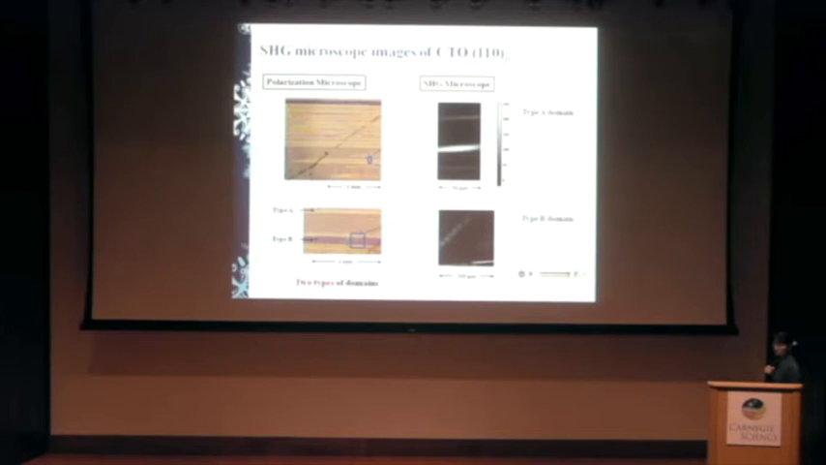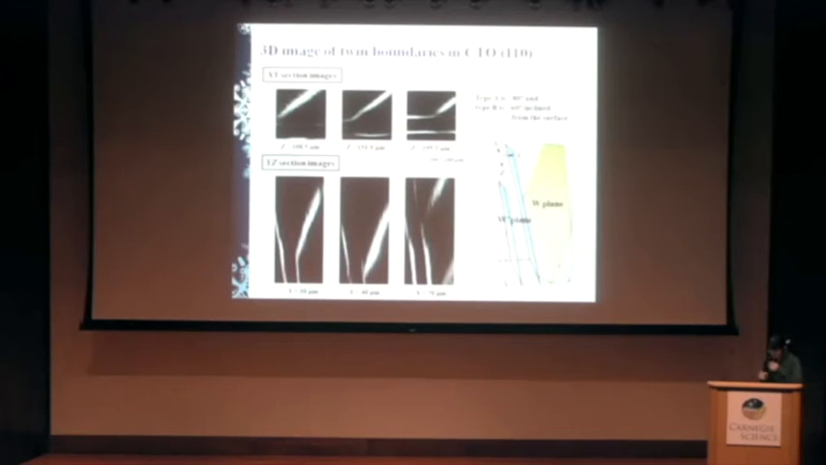And as you can see, when we compare with the polarization microscope image, we can clearly see that the domain boundary is SHG active for type A and type B domain boundaries. So we selected the area where the type A domain boundary and type B domain boundary coexist and performed a three-dimensional observation. And this is the result for the three-dimensional observation.